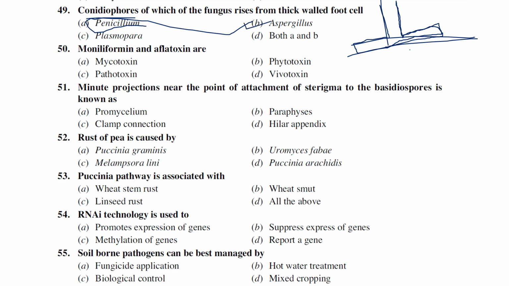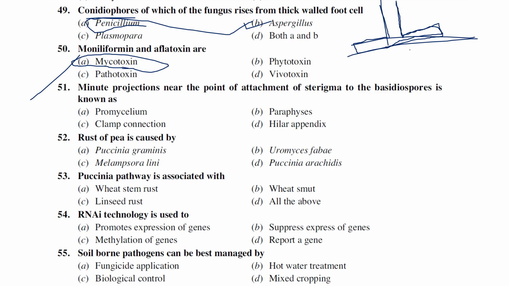Moniliformin and aflatoxins are mycotoxins, phytotoxins, pathotoxins, or vivotoxins. So moniliformin, which is produced by Fusarium species like Fusarium moniliforme, and aflatoxin, both are mycotoxins. These phytotoxins, pathotoxins or vivotoxins are all kinds of toxins which play a role in pathogenesis. But moniliformin and aflatoxins are parts of mycotoxins.